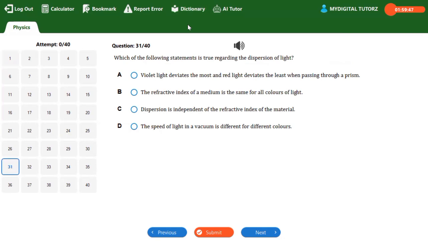So the first question says, which of the following statements is true regarding the dispersion of light? Option A says, violet light deviates the most, while red light deviates the least when passing through a prism. B says, the refractive index of a medium is the same for all colors of light. C says, the dispersion is independent of the refractive index of the material. D, the speed of light in a vacuum is different for different colors. So the correct option here is option A.